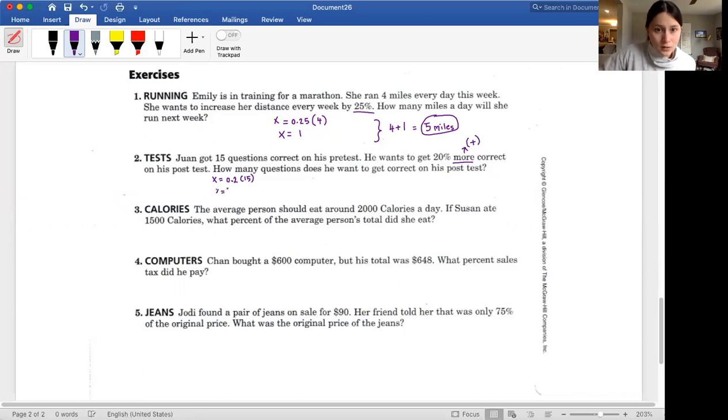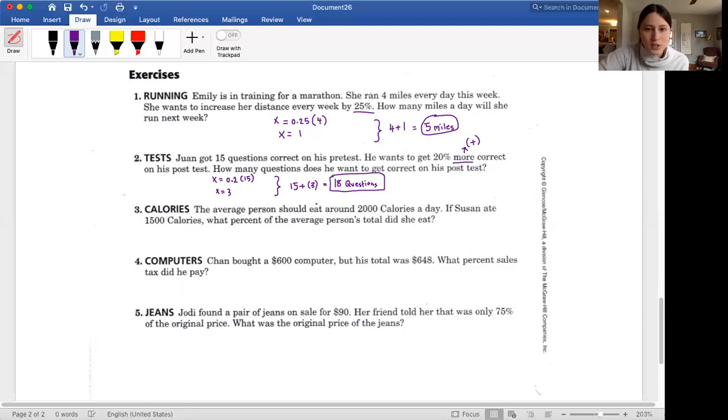So x equals 3. That doesn't mean he wants to get 3 questions correct on his post-test. It means he wants to get 3 more correct on his post-test. So we're going to do 15, what he got on his pretest, plus 3, and that's going to be 18. So he wants to get 18 questions correct on his post-test. Does that make sense? Okay, next question.